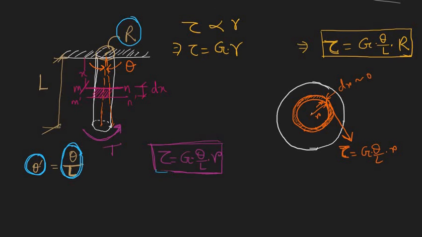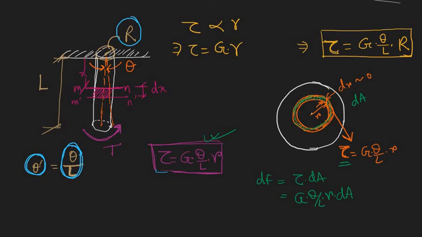So what is the total force? Let's say the area of this strip is dA. The total force acting on this strip due to this shear stress can be written as dF, which is equal to tau times dA. Replace tau with this one, that is G times theta by L times r times dA.